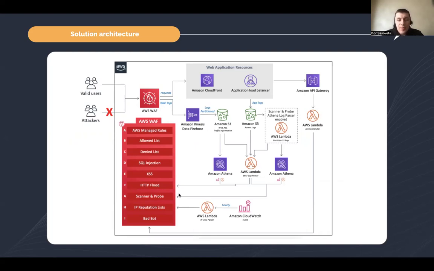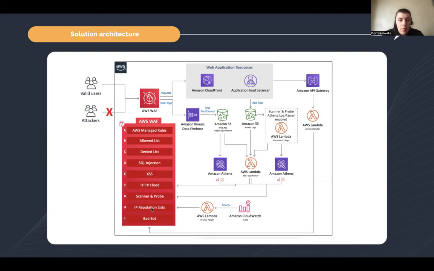Then we have the HTTP flood protection rule. It is a rate-based rule that also helps us to define some max number of requests per 5 minutes and then block this traffic from conducting some type of denial of service attack.